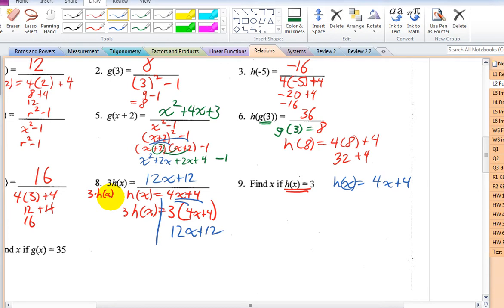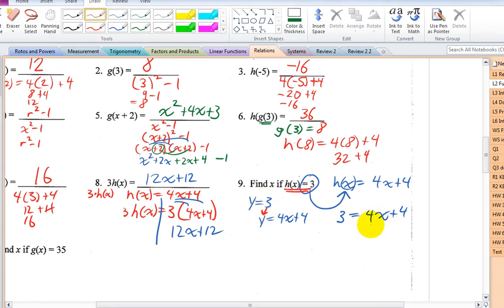Okay, so h of x also equals 3, so I can substitute here. Completely different now. Right? I have to substitute for h of x because that's what it's saying h of x equals. So 3 equals 4x plus 4. This is like saying y equals 3. And I have y equals 4x plus 4. So I would substitute 3 for y. Okay. So you have to be careful where they're putting the number.